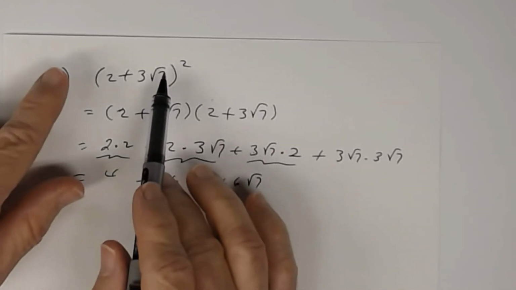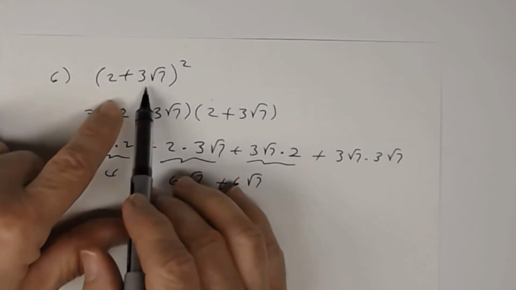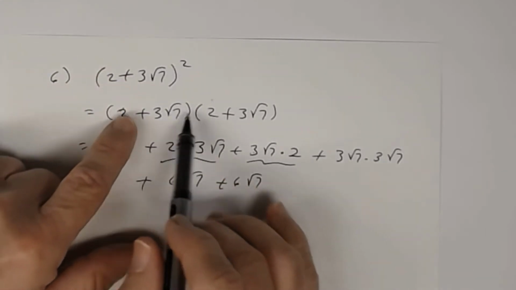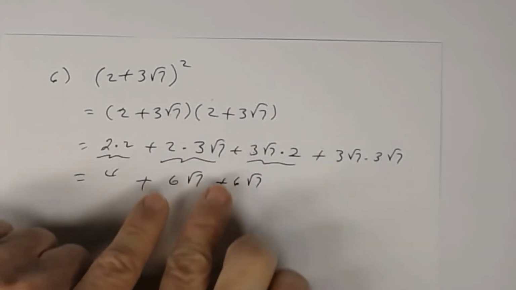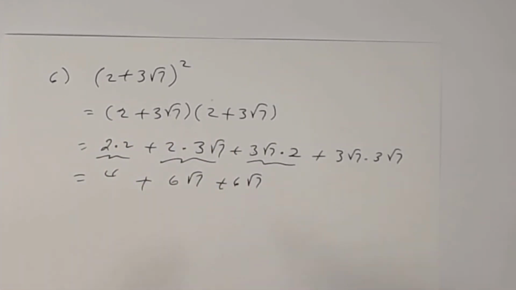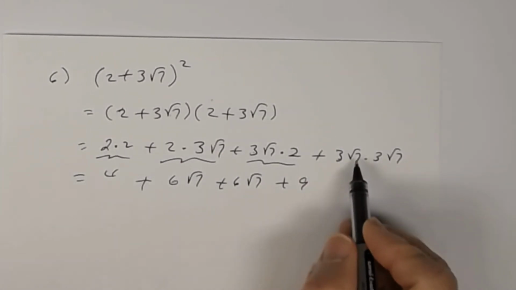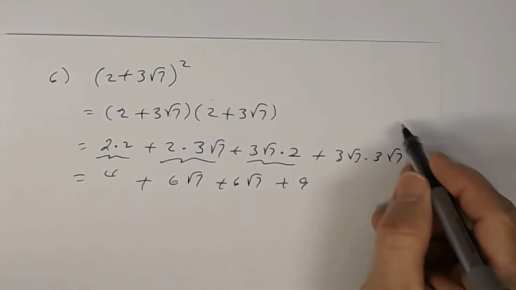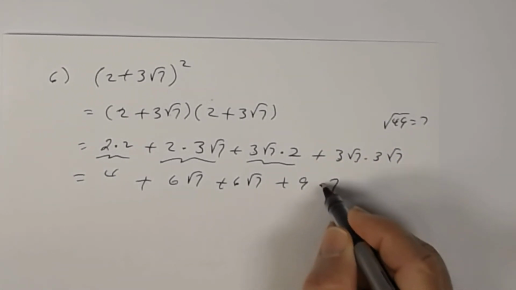So remember when you square binomials in a previous course and also in this course, when those two binomials are the same, the outer and the inner are going to be the same. So notice those are the same. All right, and then 3 times 3 is 9. And then the square root of 7 times the square root of 7 is the square root of 49, right? And the square root of 49 is 7. So that's 9 times 7.